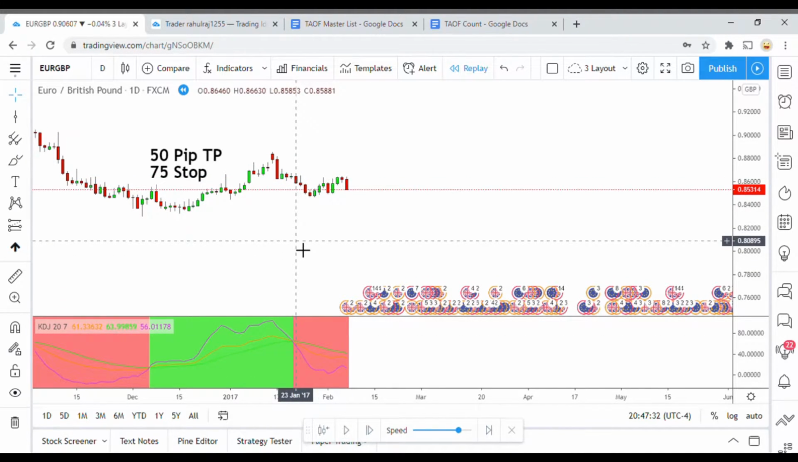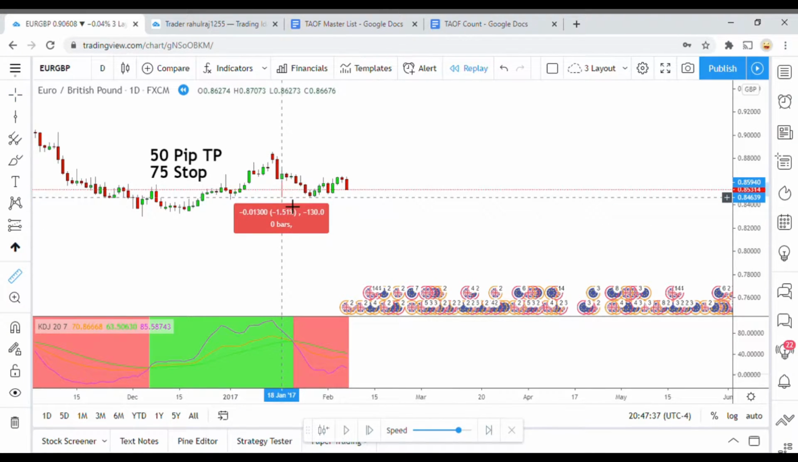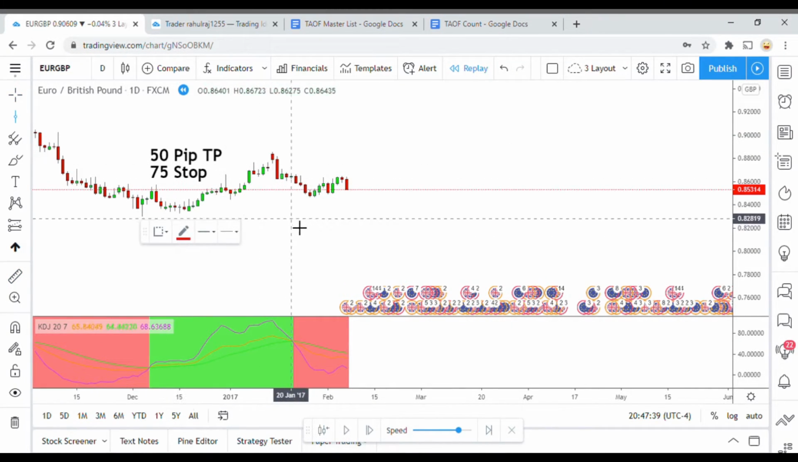All right, so we have our first trade right here. It does look like it got us to take profit. It did.